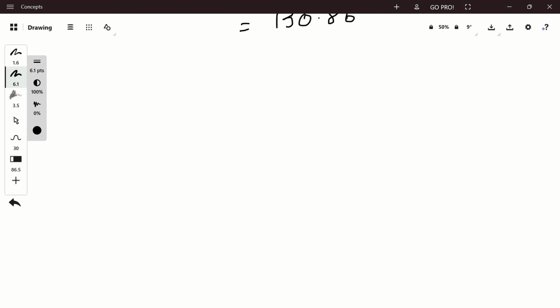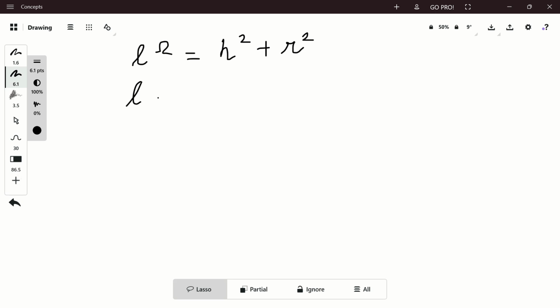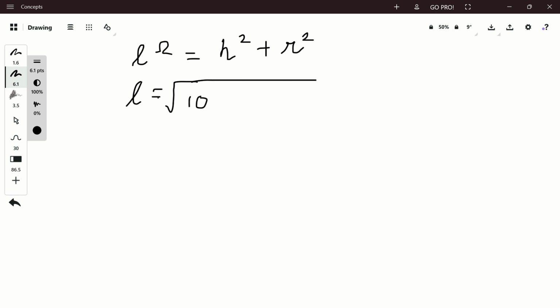So, to solve this, we know that the slant height L is found using the Pythagorean theorem, that is L square is equal to h square plus r square, that is L is equal to root of 10 square plus 24 square, which is equal to 26 meters.